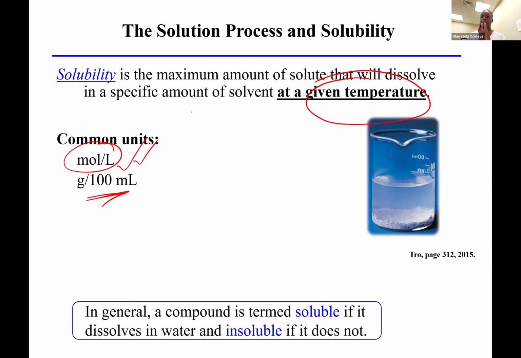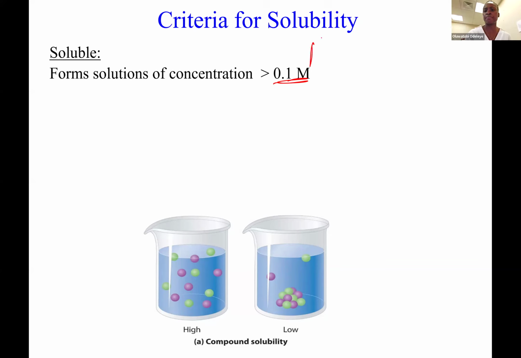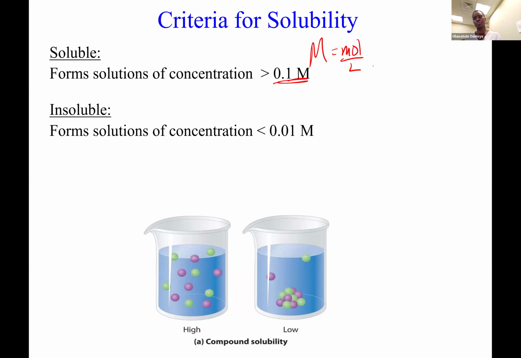Okay. Something is soluble if it dissolves in water, and it's insoluble if it doesn't dissolve in water. So the question is, what does it mean to dissolve? For something to be soluble, it's going to form a solution with a concentration that is greater than 0.1 moles per liter. Big M is the same thing as moles per liter, which we saw on the previous slide. Insoluble is going to form a solution with a concentration that is less than 0.01 molar.